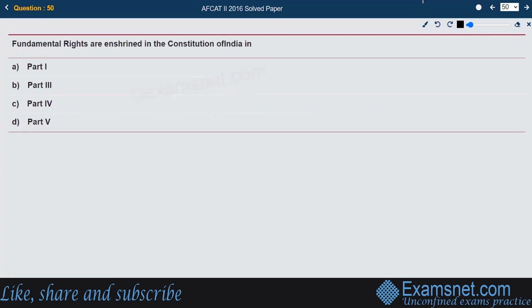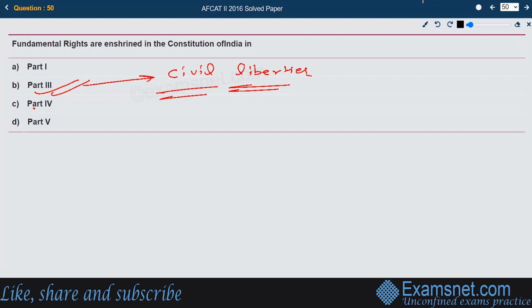Next, fundamental rights are enshrined in the Constitution of India in which of the parts? Fundamental rights are enshrined in Part III. Option B is the right answer. Part III guarantees civil liberties, such that all Indians can lead their lives in peace and harmony as citizens of India. That is the right answer.